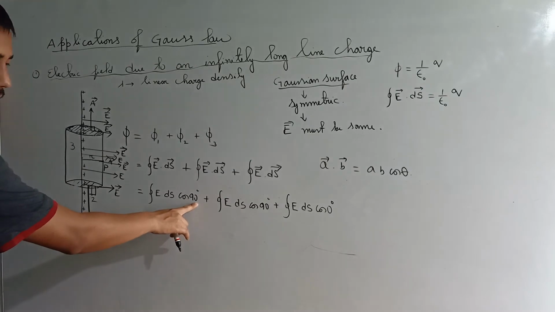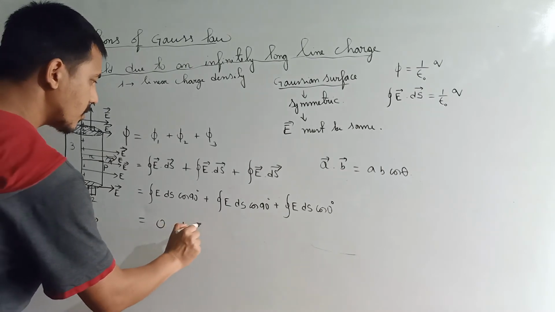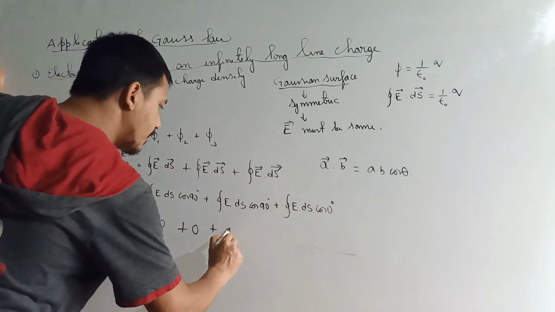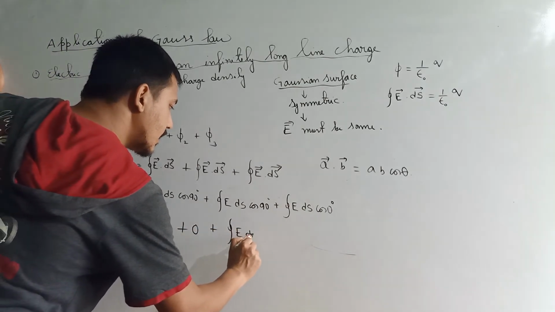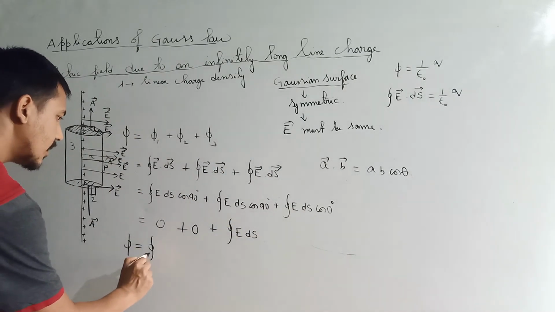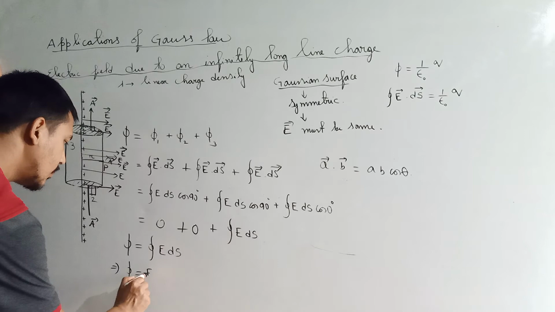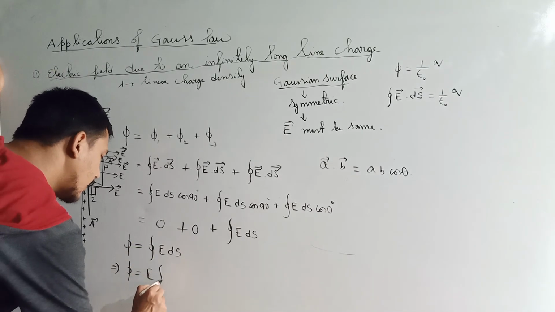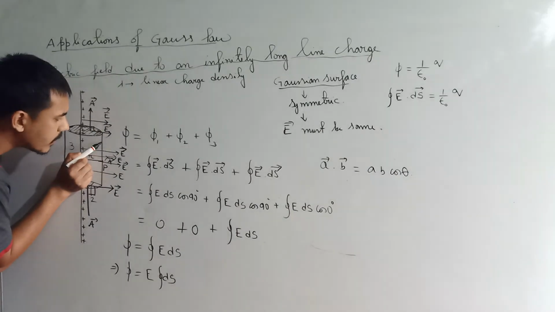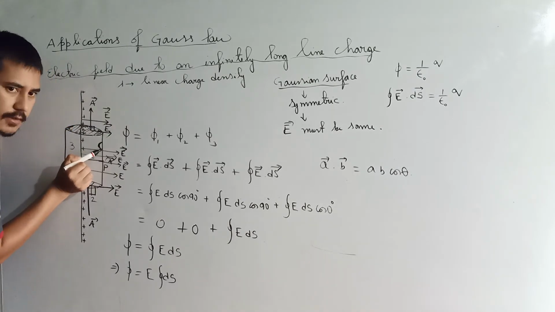Cos 90 is 0. So E dot ds into 0 is 0. Also E ds times cos 90 is 0. Plus here, it will be simply E ds because cos 0 is 1. So your total electric flux is equal to the integration of only E ds, right? So your phi is equal to E, which will come out of the integration, and then we have only the integration of ds. ds means a small area element of this curved surface area.